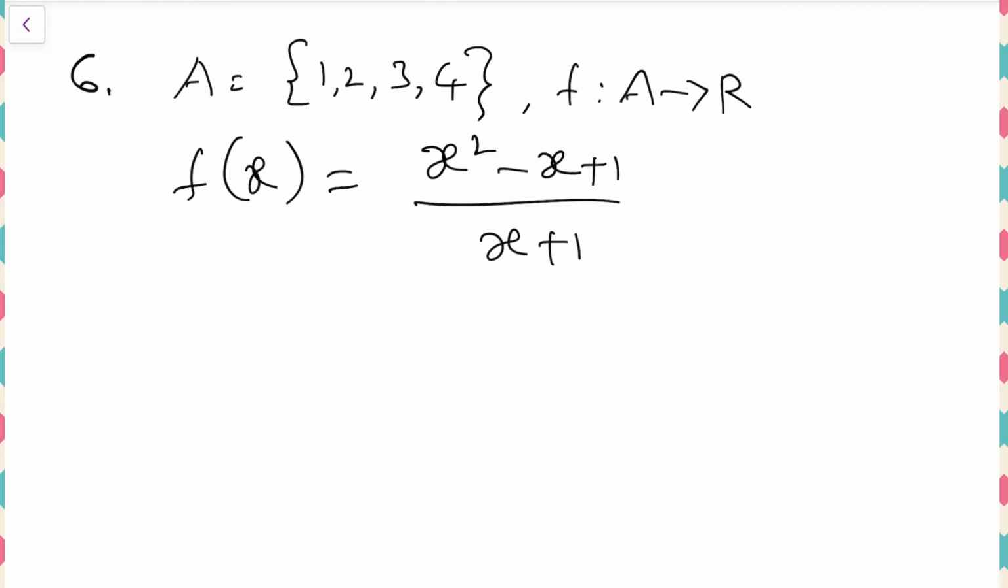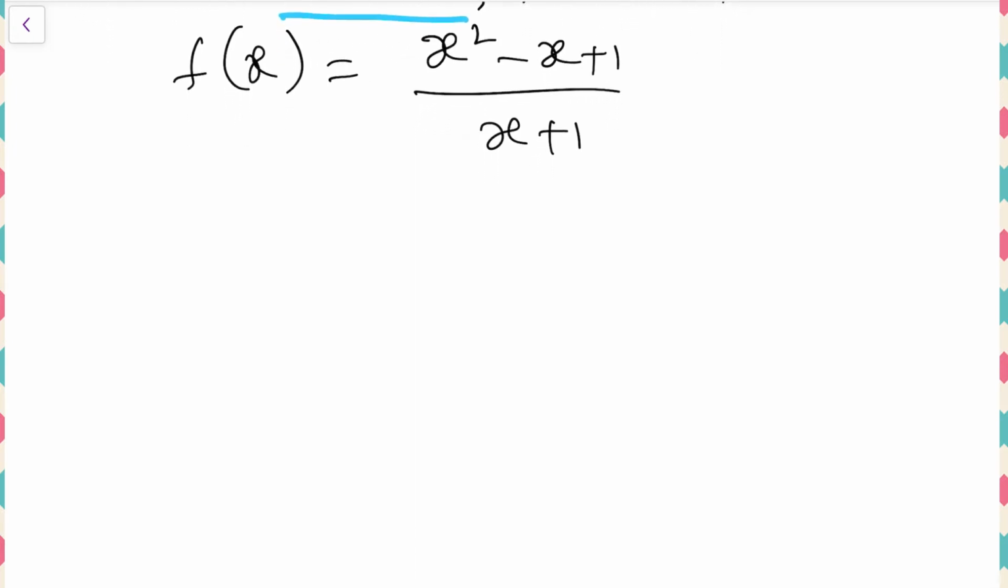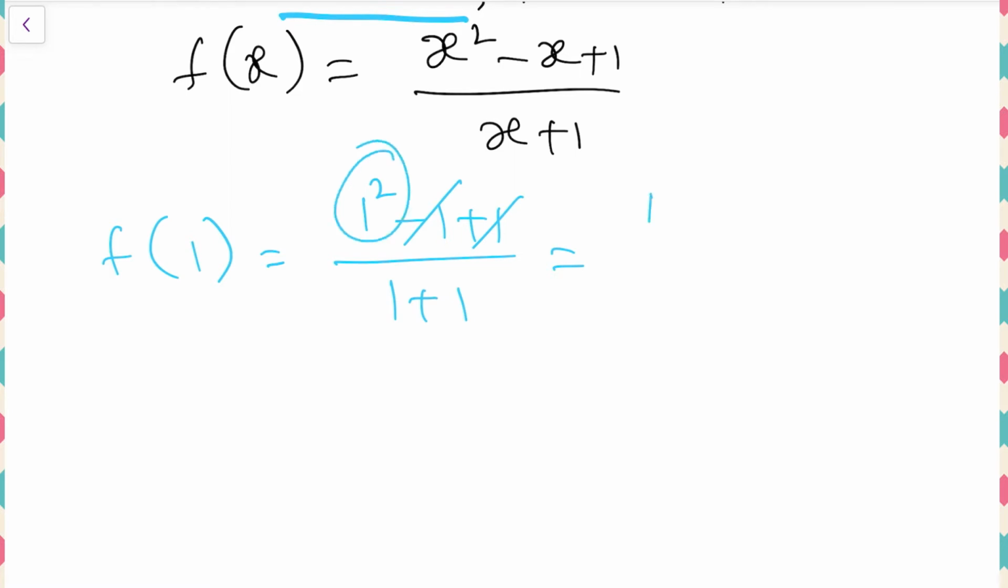So simply wherever we have x, we need to substitute one by one element from the set A. Okay, let us check. Set A we have 1, 2, 3, 4. So I am going to substitute one by one element. First I will substitute 1. F of 1 is equals to 1 square minus 1 plus 1 divided by 1 plus 1. Here minus 1 plus 1 will cancel. 1 square is 1, divided by 1 plus 1, 2. So f of 1 value is 1 by 2.